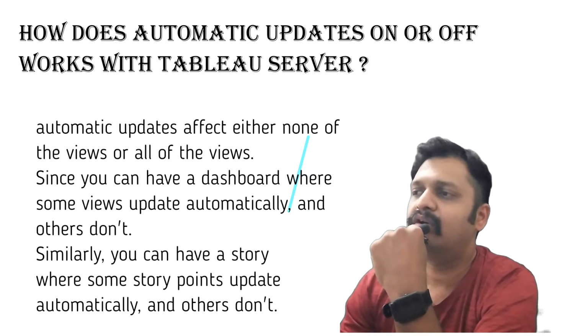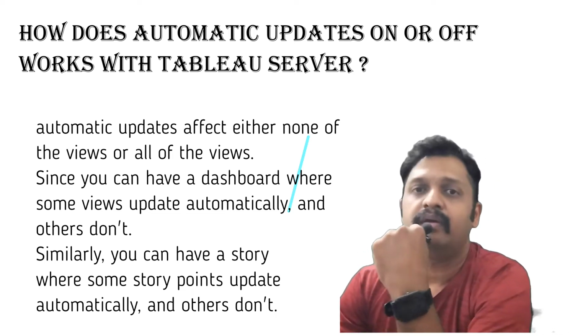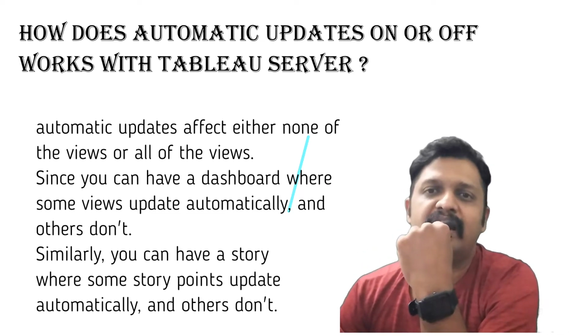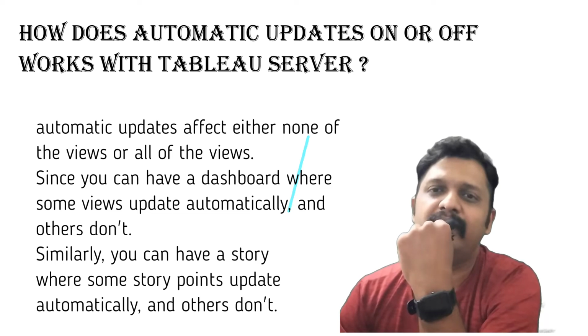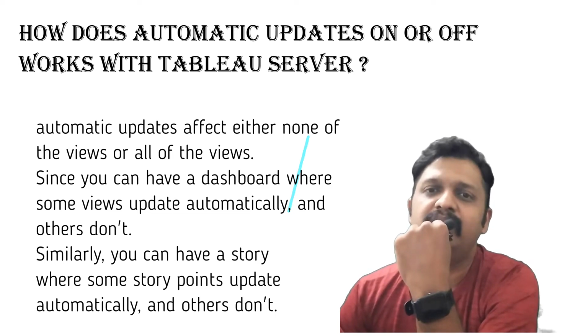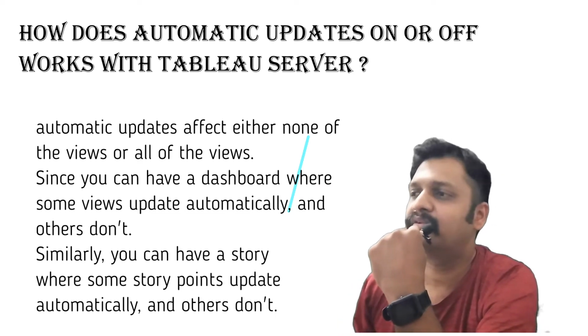Next question. How do automatic updates on or off work with Tableau server? When dashboards or stories are published to Tableau server, automatic updates affect either none of the views or all of the views. Since you can't have a dashboard where some views update automatically and others don't. Similarly, you can't have a story where some story points update automatically and others don't. In this way, the Tableau server automatic updates on or off works.